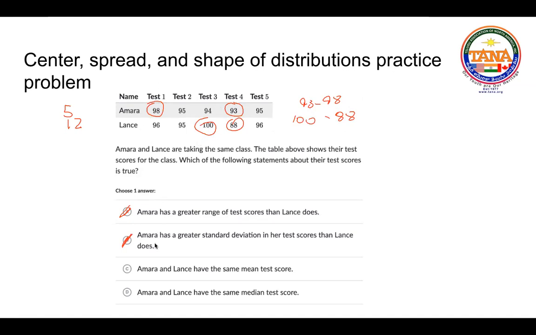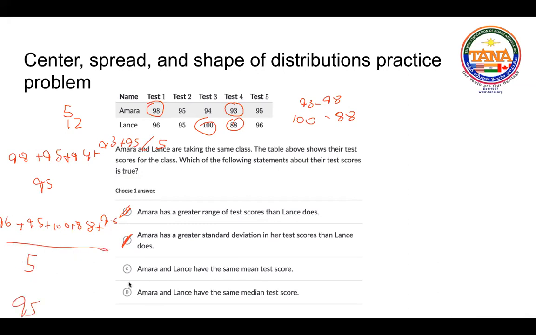And then C, so if we add up the means, you have 98 plus 95 plus 94 plus 93 plus 95 divided by 5. You should get 95. And 96 plus 95 plus 100 plus 88 plus 96 over 5. And you should get 95 again. So this is correct, and C is our answer.